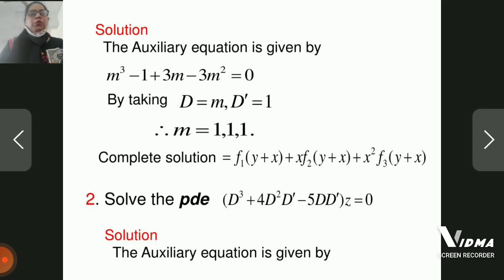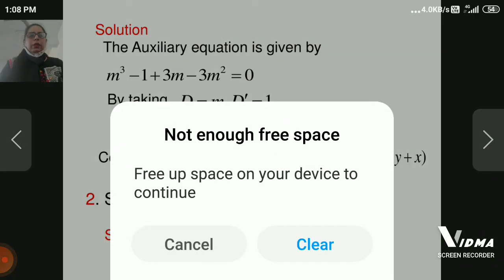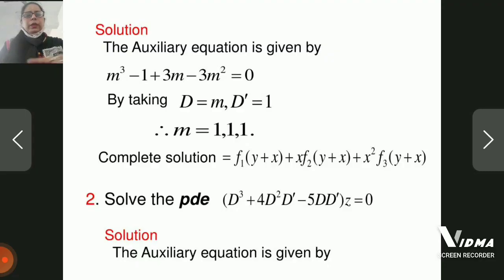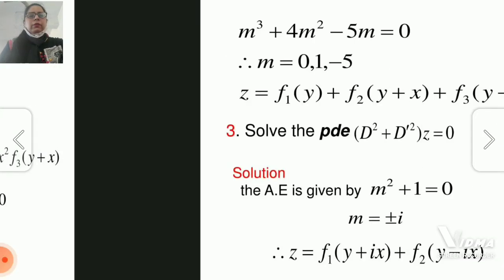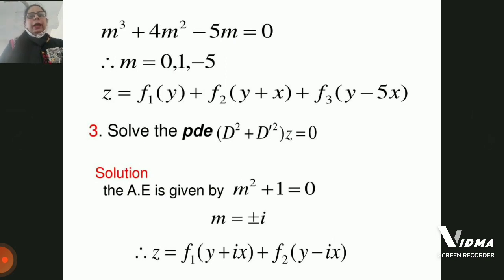Now another question is given here: solve the PDE (D^3 + 4D^2 D' - 5D') z = 0. The auxiliary equation is m^3 + 4m^2 - 5m = 0. On solving, we get the values m = 0, 1 and -5. The general solution, as a complementary function, is z = f1(y) + f2(y + x) + f3(y - 5x). These are the examples in which we have to find the complementary function only.